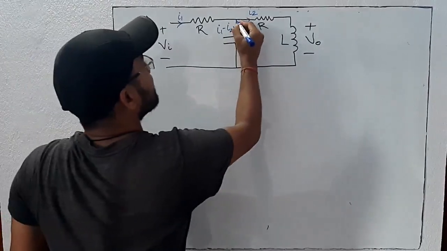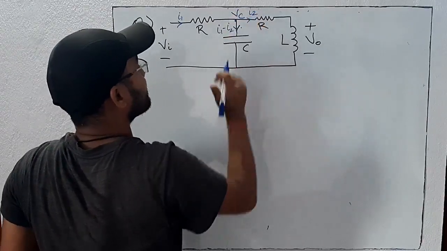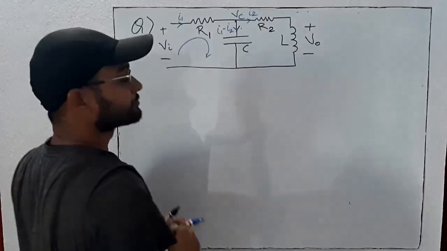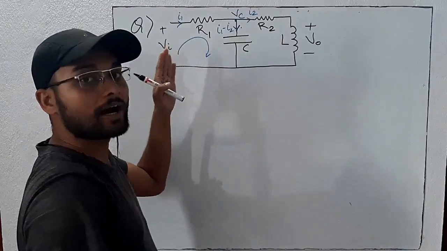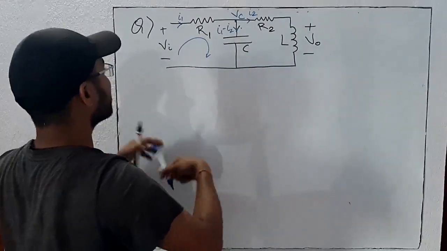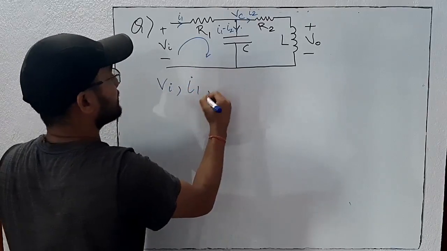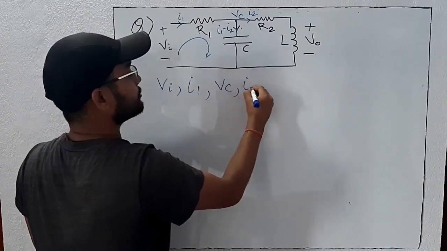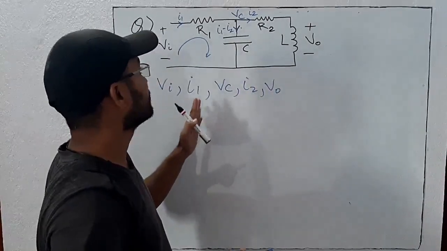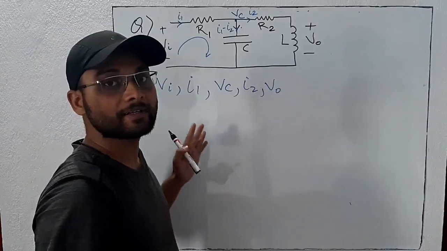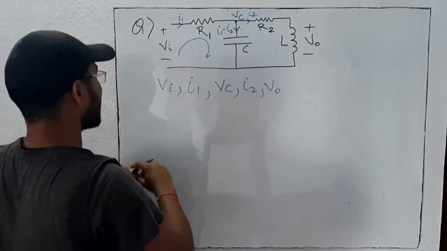And now at this node, this is the voltage across the capacitor, so it will be Vc. In this given question, we will first of all see how many variables are there. So the variables are Vi, I1, Vc, I2 and V0. We will write all the equations using these variables and we will represent them through a signal flow graph.